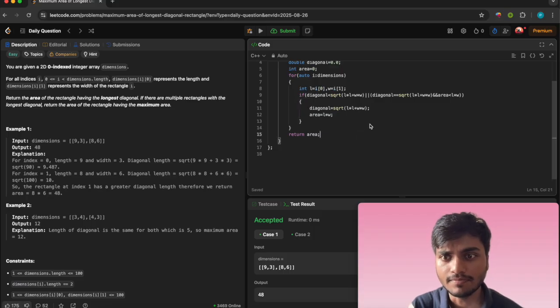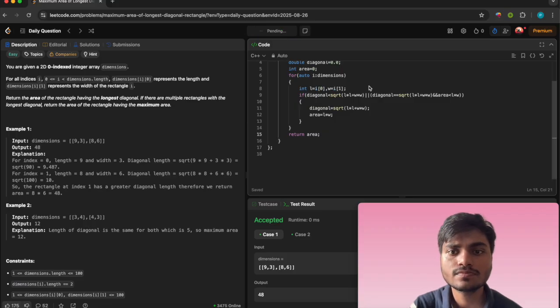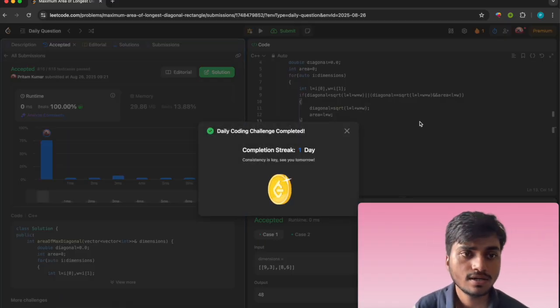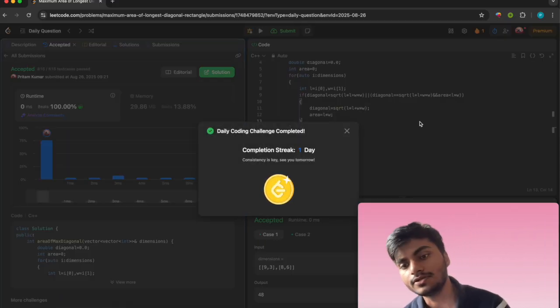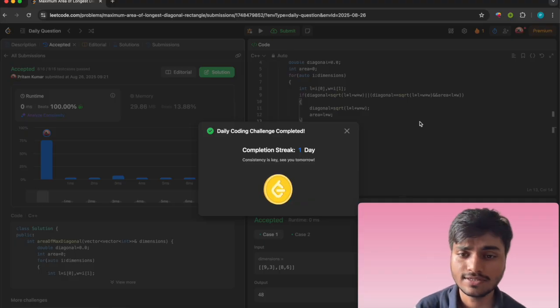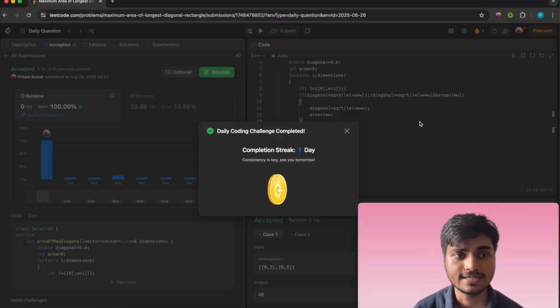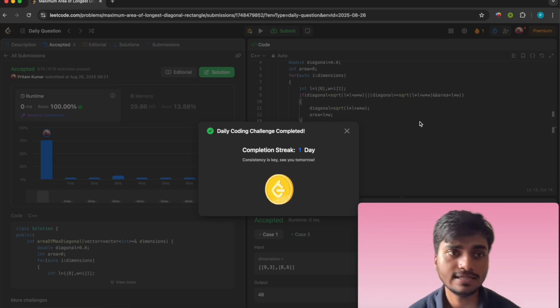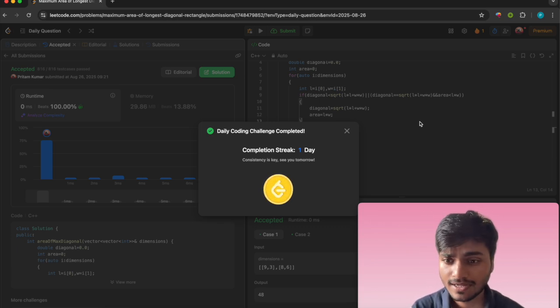So let me submit this question. That's all about this question. It is an easy one. You just have to consider all the edge cases that are given in the question. You have to read it carefully, and that's all about this question.